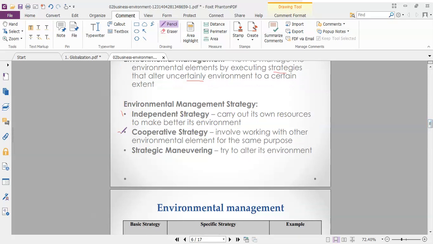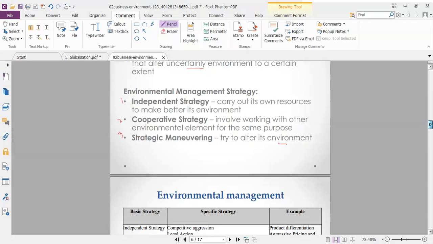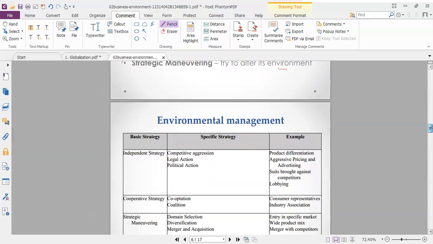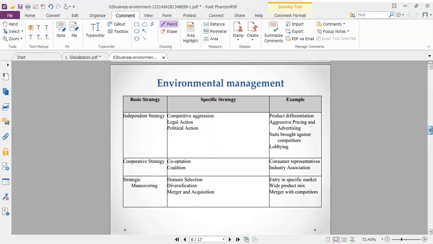Second one is cooperative strategy, involve working with other environmental elements for the same purpose. And then the third strategy is strategic maneuvering, try to alter its environment. Okay, these are the three types of strategy that you need to manage the environmental element.